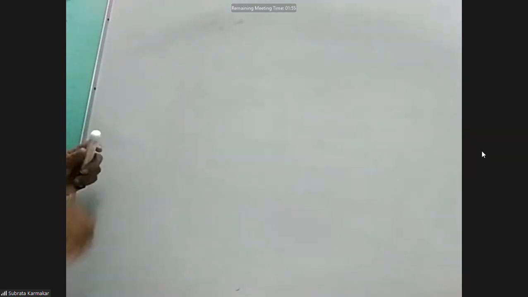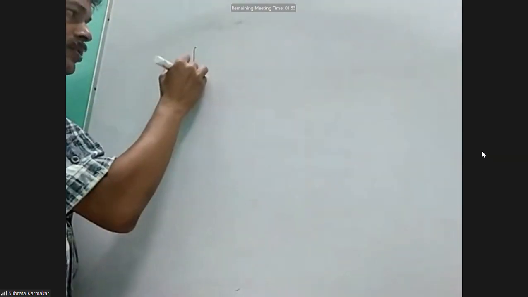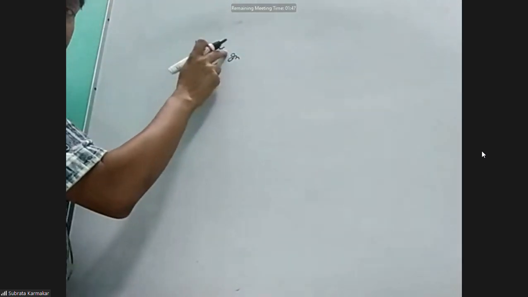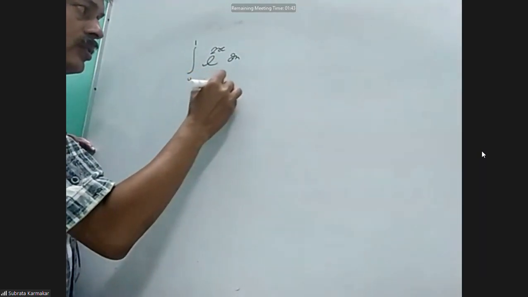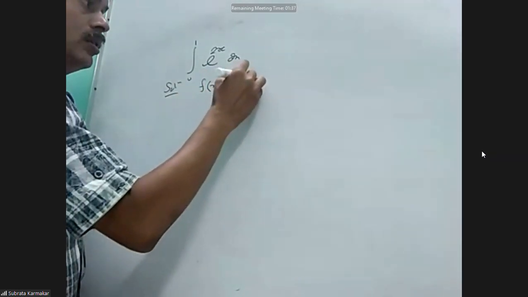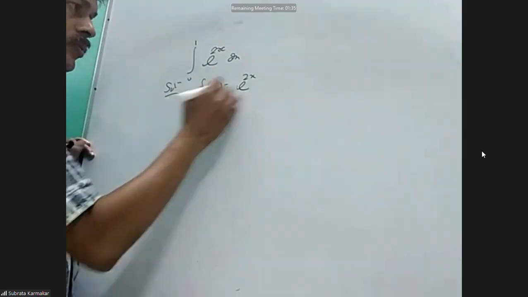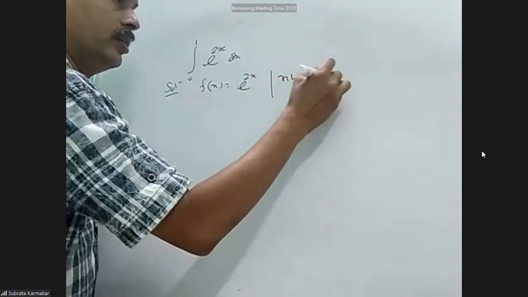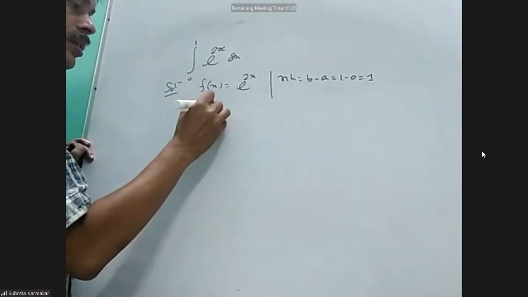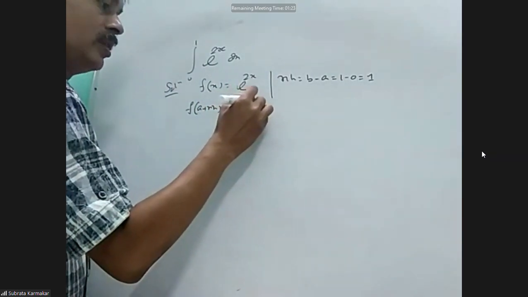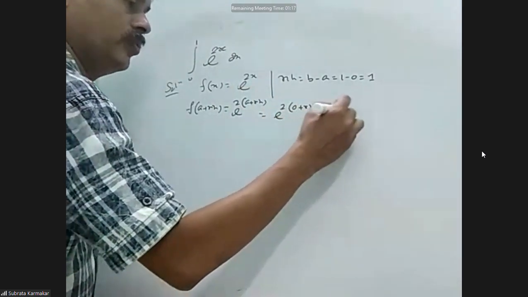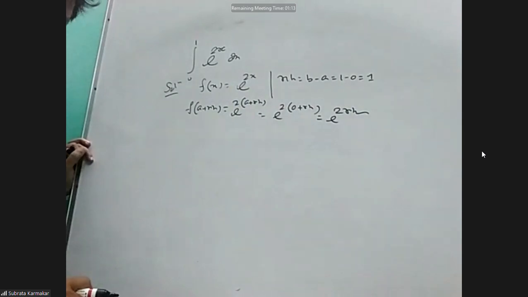Now, one related sum I'm doing, then it will be more clear. Integration 0 to 1 e^(2x) dx, like e^(mx). So here f(x) is e^(2x). nh is b minus a, that is 1 minus 0, that is 1. Now f(a plus rh) is e^(2 into (a plus rh)), and 2 into a means 0. So e^(2rh) is the value of f(a plus rh).